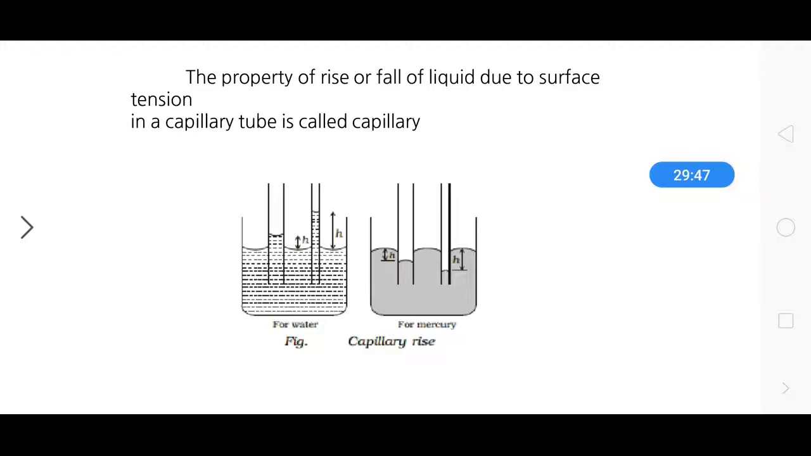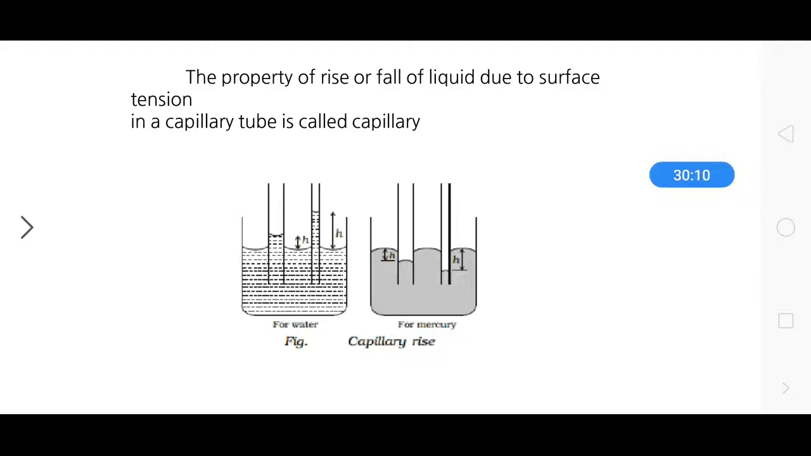Whereas for water there is a rise in the capillary tube, and there is a fall in the capillary tube for mercury. So the rise and fall of the liquid in the capillary tube is based on the surface tension, due to surface tension.